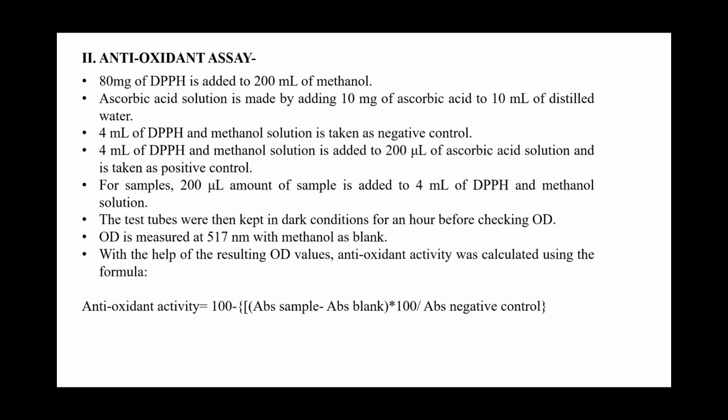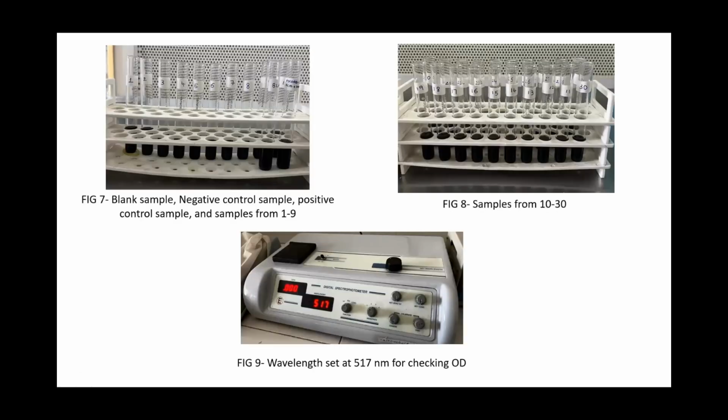For samples, 200 microliters of sample is added to 4 ml of DPPH and methanol solution. Then the test tubes were kept in dark conditions for an hour before checking the OD. OD is measured at 517 nanometers with methanol as blank. With the help of the resulting OD values, antioxidant activity was calculated using this formula. These are the different samples mentioned in figure 7. This is the wavelength, 517 nanometers, in figure 9 that we use for checking OD.